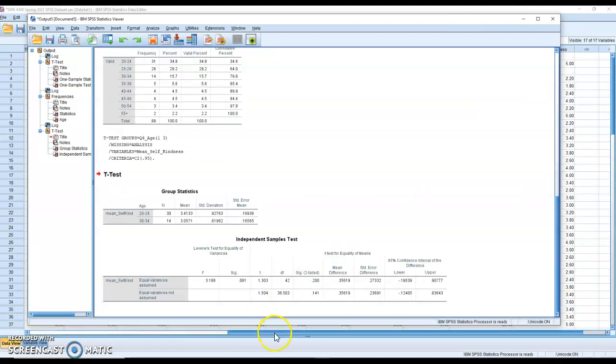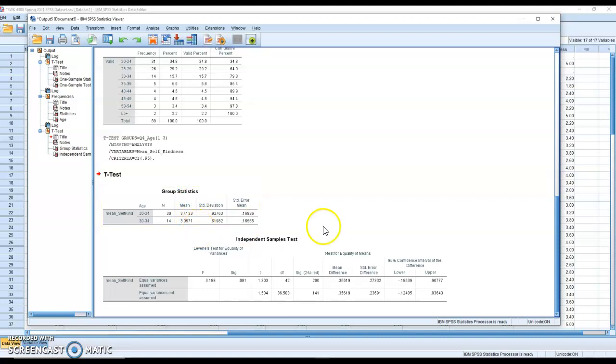So when we're reporting this, we have our F value and our significance. We're not going to pay attention to those right now. We're going to come over here and look at our t value, our degrees of freedom, and our significance. Okay? So this is what you would report out to see if there's a statistically significant difference between the two, but you're also going to look and see which group has a higher mean.